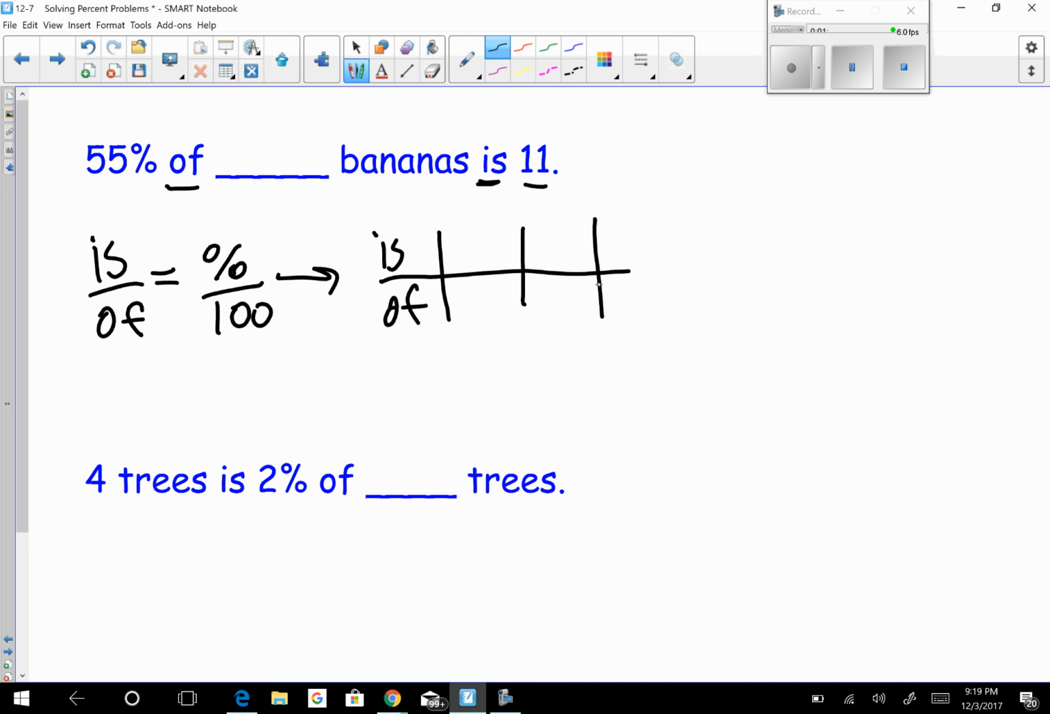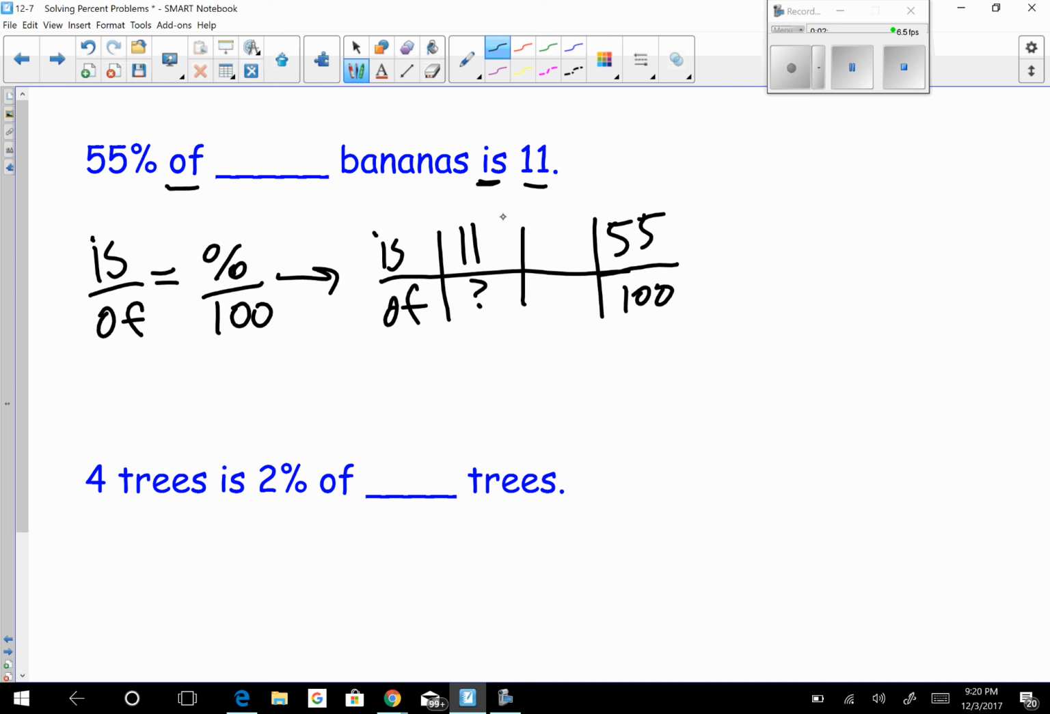Okay, leave your column for simplifying in the middle right here. And then your percent always goes over the 100. So you see the number with the percent sign in it or next to it? It's 55, so it's going to be 55. And it always goes over 100 because 55% is 55 out of 100. So is 11. 11 goes into is. And it says of the blank. We don't know what of is. And so now we've got to solve this.